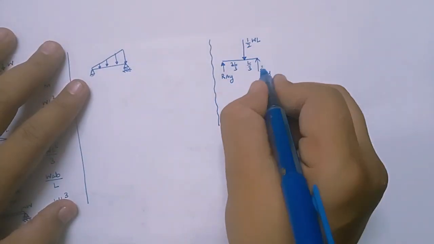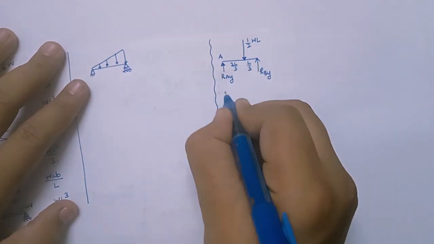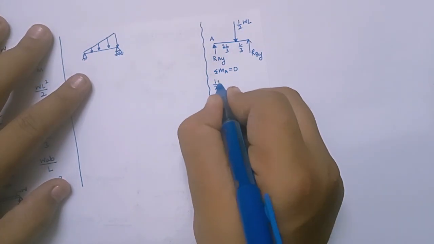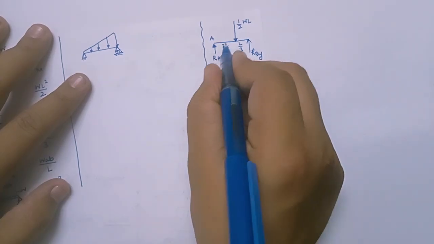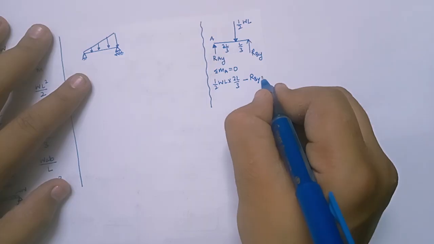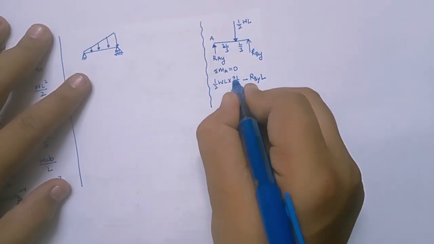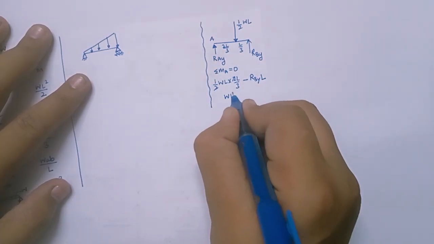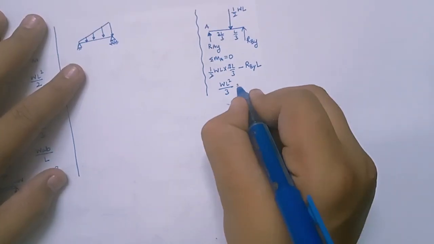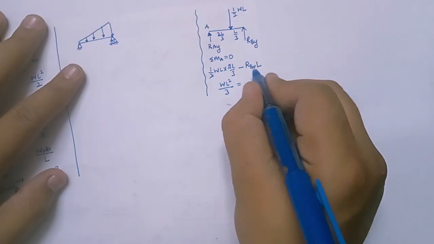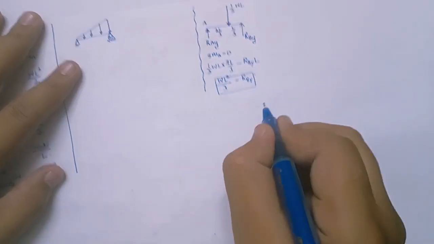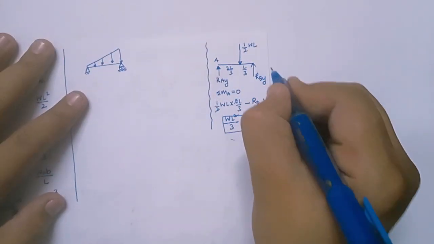So I'll write a moment equation at A. So moment at A is 0. So what will I get? This is clockwise. So half WL into 2L by 3, minus RBy into the total length L. So what will I get? This got cancelled out. So WL square by 3, right? And equal to RBy, and this L got cancelled out. So I'm getting WL by 3, right? So RBy is WL by 3.